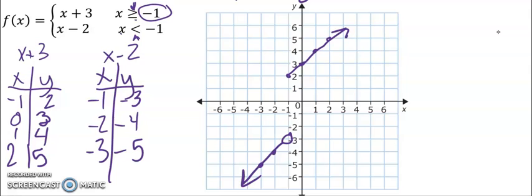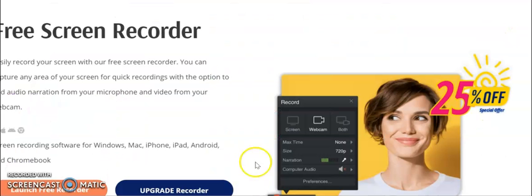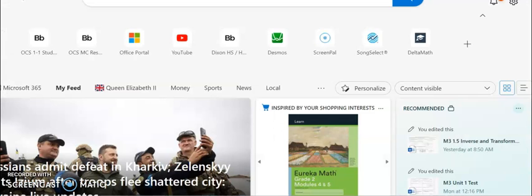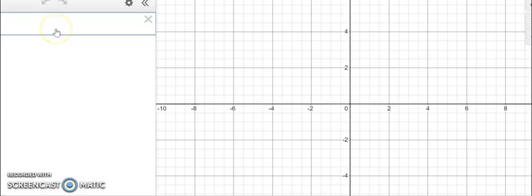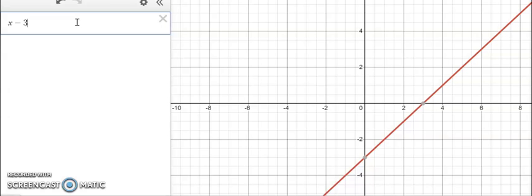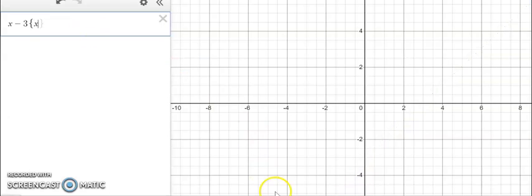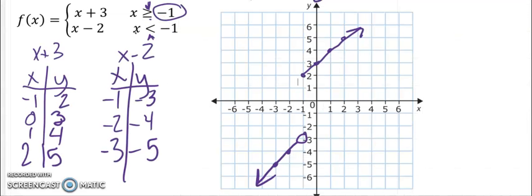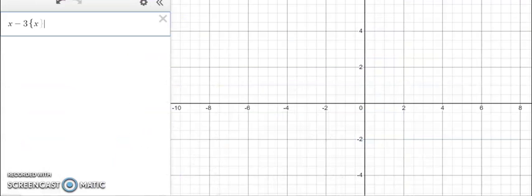Now remember I told you also could do this in Desmos. So you want to type in your equations, and I'm going to get to Desmos, so let's see what that looks like. So the first equation was x minus 3, I believe. And then remember we're going to use the squiggly mark. And then x, and our statement is greater than or equal to -1.